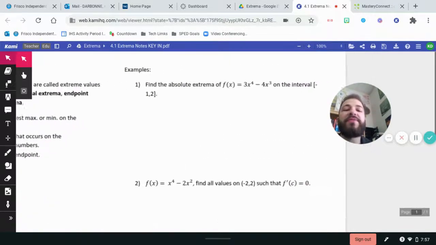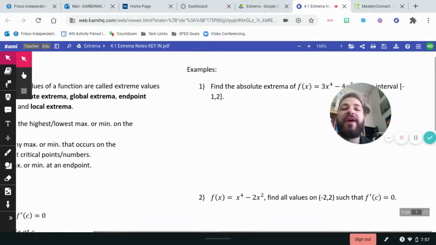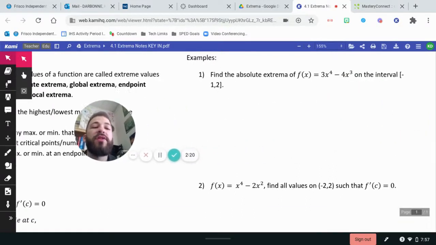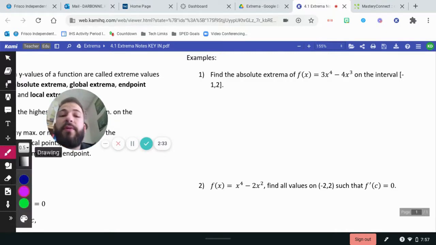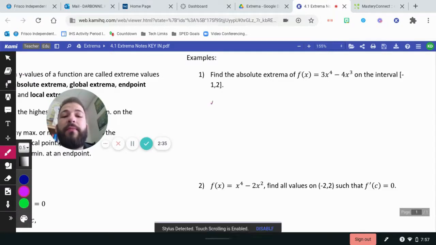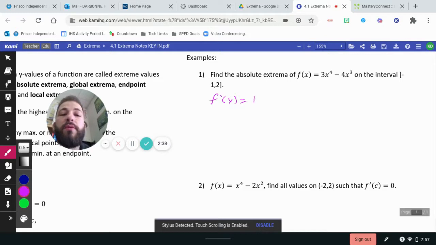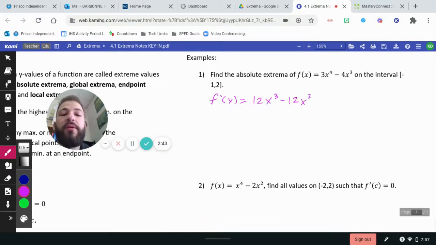Okay, so let's go look at an example. We want to find the absolute extrema of f of x equals 3x to the fourth minus 4x cubed on the interval -1 to 2. To find the absolute extrema, the first thing I need to do is take the derivative and find all my critical numbers. So f prime of x would be equal to 12x cubed minus 12x squared.